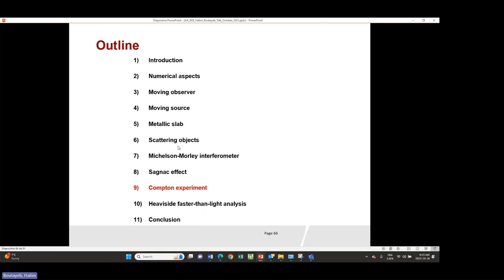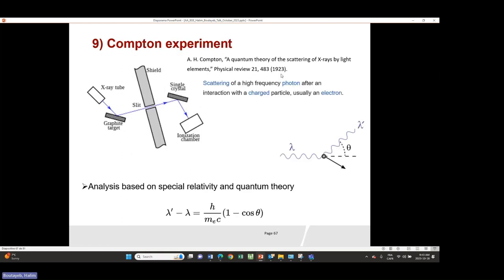Now I'll talk about the Compton experiment. It was done 100 years ago, in 1923. They used X-rays and a graphite target, and the analysis is based on quantum theory and special relativity. They found that there are two peaks in the wavelength spectrum: lambda at 0 degrees, and lambda prime, depending on the angle, given by this formula.